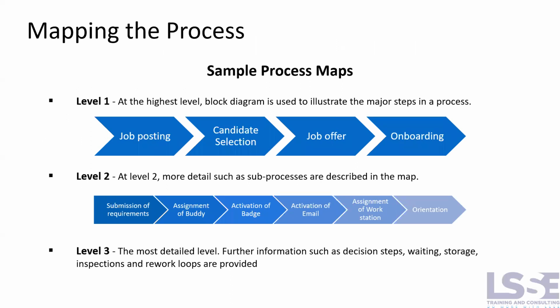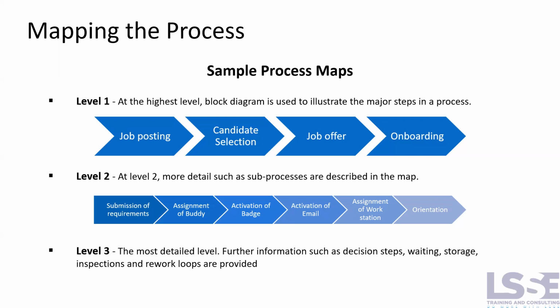So a process map, just like the zoom option in Google Maps, has different levels: level 1, level 2, and level 3. Level 1 is what we consider the highest level when you zoom out. It's from a high-level perspective. An example here is an onboarding process. Say you have a new candidate joining an organization. The four blocks could be job posting, candidate selection, job offer, and onboarding. These are quite high level.